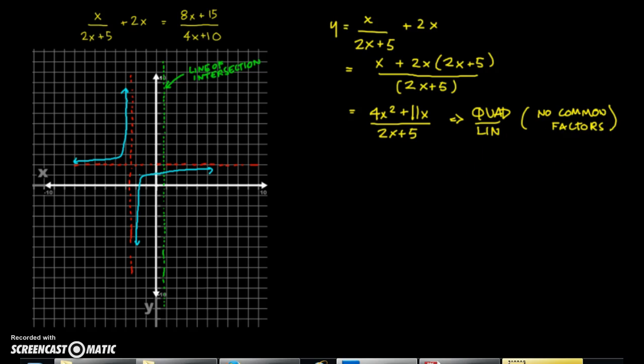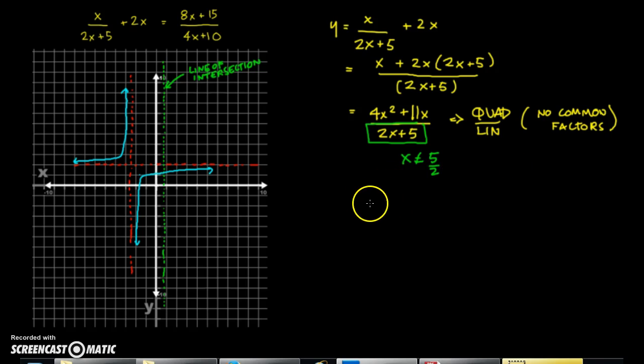So how do I get my vertical asymptote? Well, that's easy. I'm simply looking at this value right here. I say that x cannot equal 5 over 2. Which is neat, because that actually ends up being the exact same vertical asymptote as the other graph. So that was lucky. But the question is, how do I get the other asymptote?